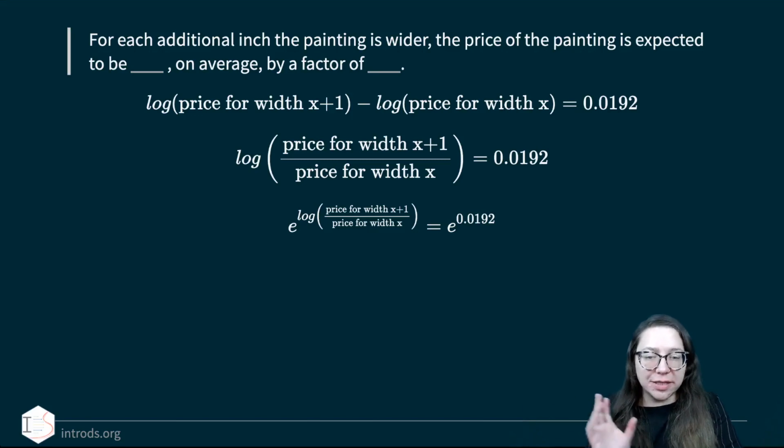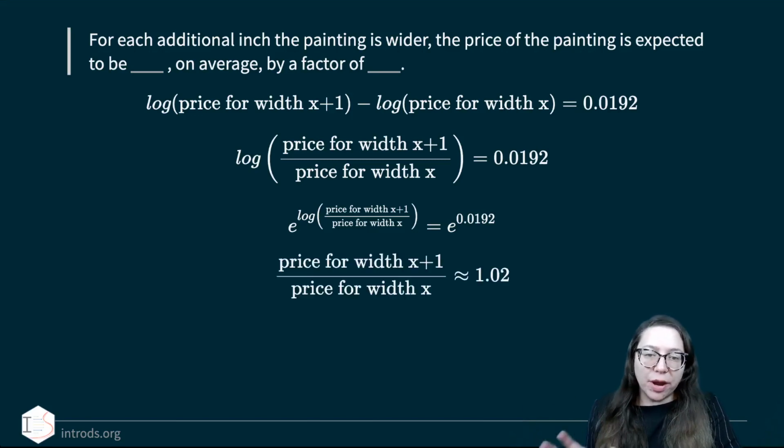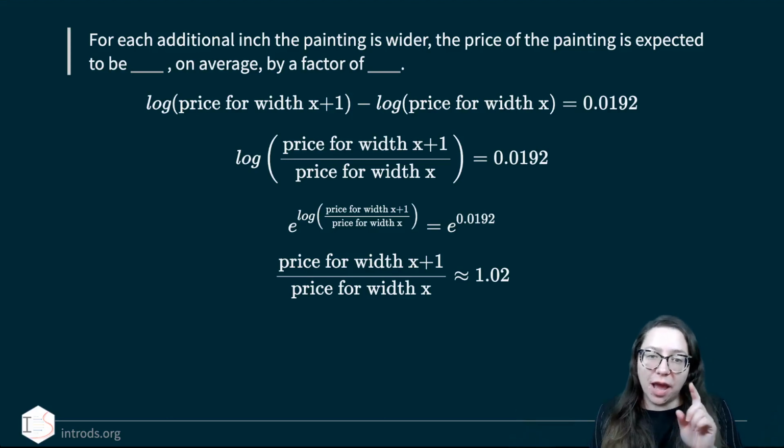And so what I get on the left-hand side is basically that ratio, the ratio of the prices for paintings that are an inch apart in their width. And then on the other side, e to the power of 0.0192 basically gets me 1.02, excuse me. So now we've gotten rid of the log.